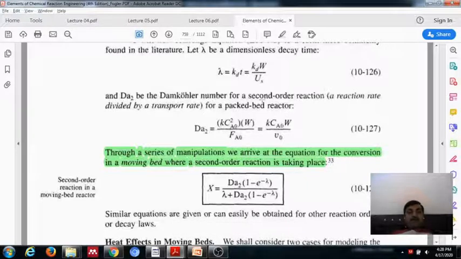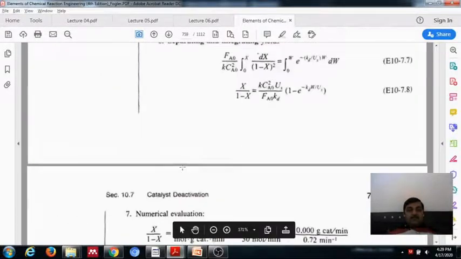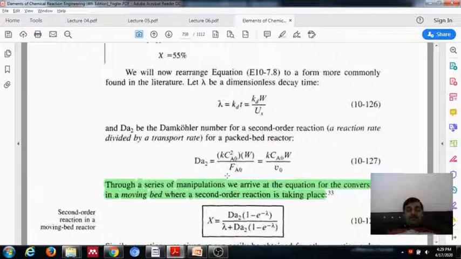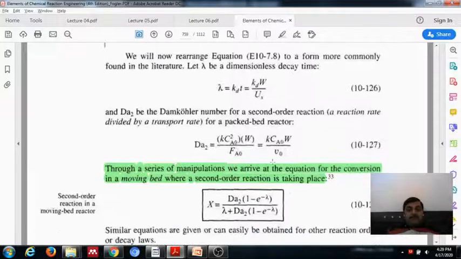Now the Damkohler number for a second order reaction. What we have solved is for a second order rate law and second order decay. We know the second order Damkohler number is k Ca0 tau, where tau is V by V0. But for a second order reaction in a packed bed reactor, we have k Ca0 square W by F0, that becomes k Ca0 W by V0. This is a very specific Damkohler number for a second order reaction.